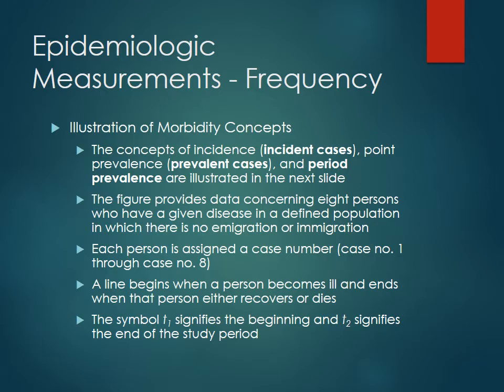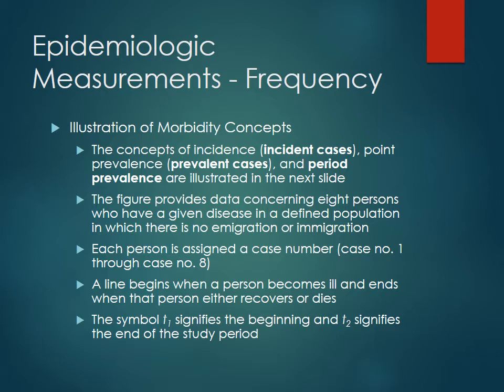So illustrating these morbidity concepts, the concepts of incidence, or in this case, incident cases that are occurring, point prevalence, and period prevalence are illustrated in the next slide, so I'll show you what that looks like in just a second. The figure is going to be providing data concerning 8 persons who had a given disease in a defined population in which there is no immigration or emigration. So what does that mean? That last point.